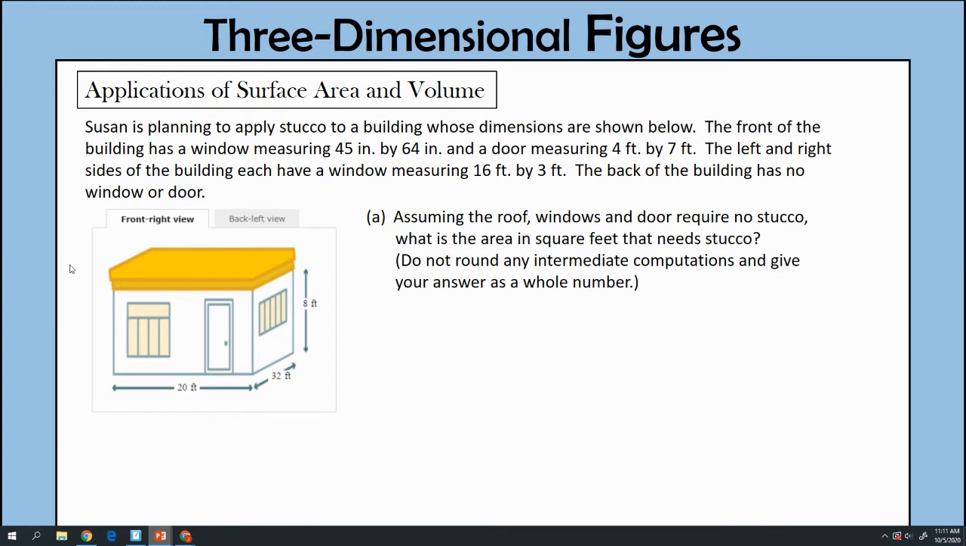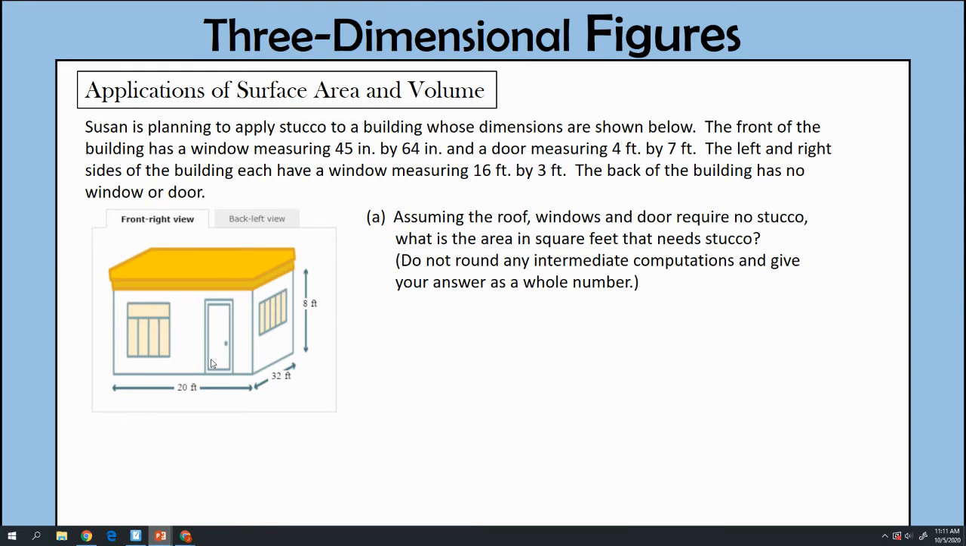And then finally, we get this multiple step type question. We'll go through it here. Susan's planning to apply stucco to a building whose dimensions are shown. The front of the building has a window that measures 45 inches by 64. So this window right here is 45 inches by 64.